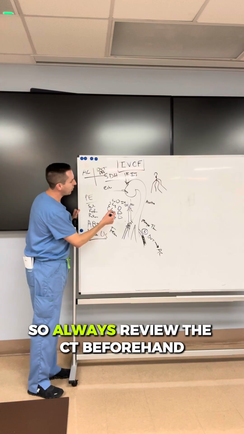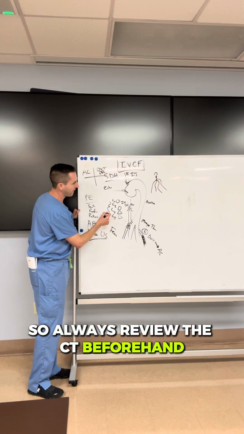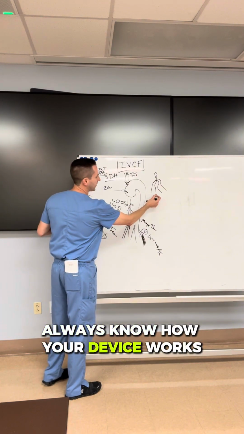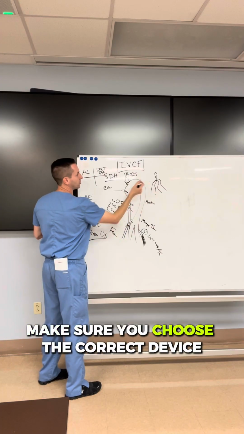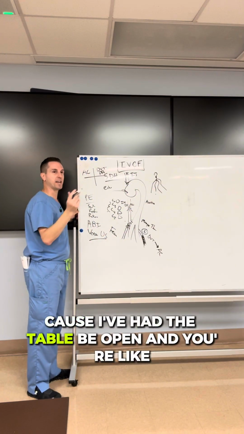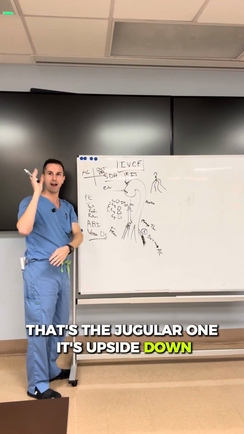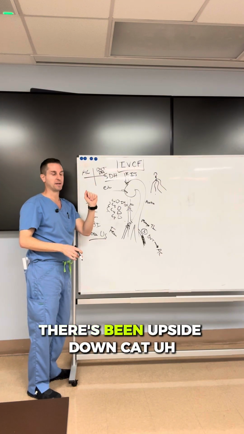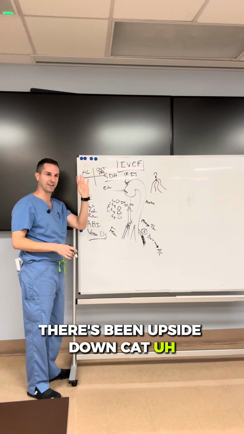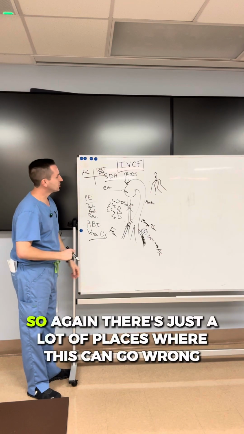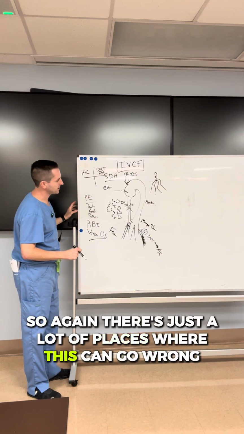So always review the CT beforehand. Always know how your device works. Make sure you choose the correct device, because I've had the table be open and you're like, that's the jugular one. It's upside down. There's been upside down filters before, okay? So again, there's just a lot of places where this can go wrong.